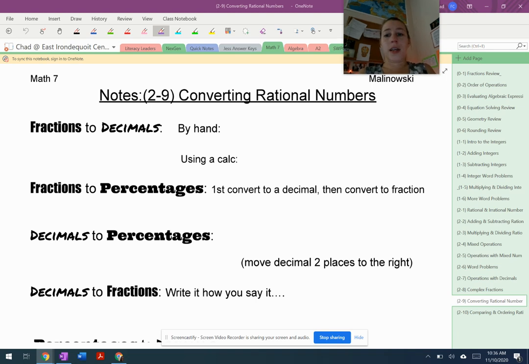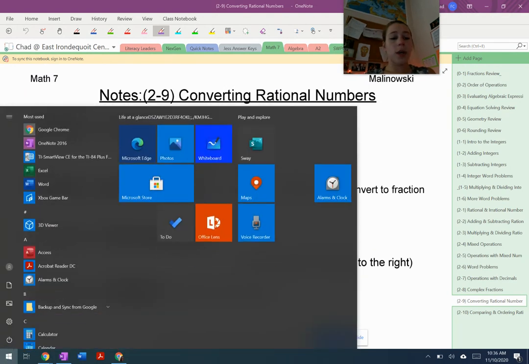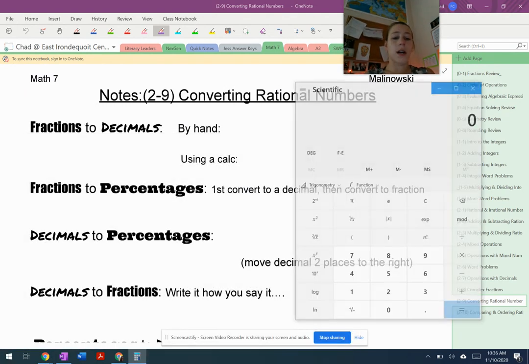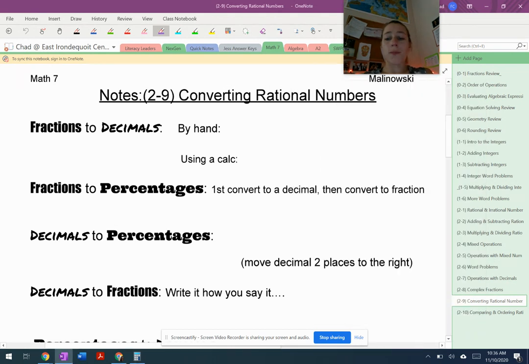All right, better late than never, I guess, with this 2-9 lesson, huh? Converting rational numbers, which a lot of this is stuff that most of you might be familiar with if you kind of thought about it a little. Put my foot up. So we're going to review this anyways. And again, guys, you can be using a calculator to help you out here. So I'm just going to open mine.